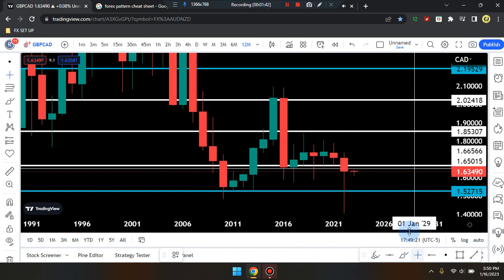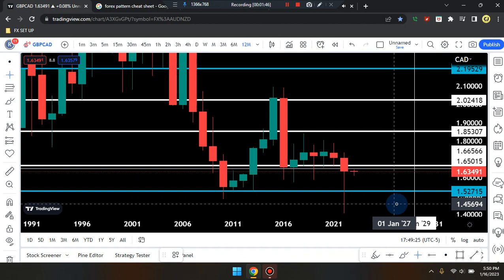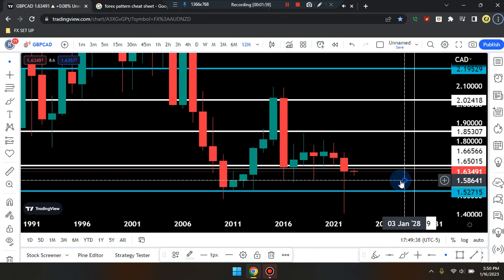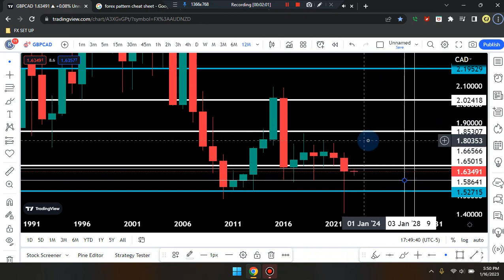1.65015. If price drops down, it can tag that support line at 1.52715 before tagging the midpoint within that area, nearing the numbers of 1.58641. So if price pushes up, let's see where price is coming from.